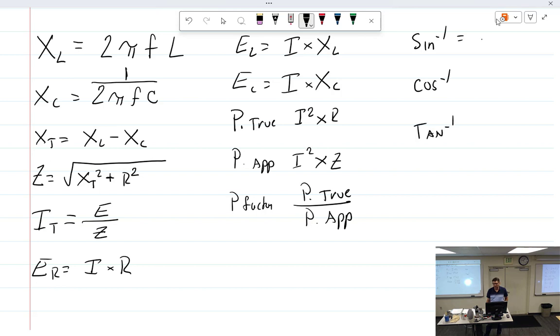Sine minus 1 is? I thought he was gonna leave it as sine minus 1. You weren't specific. Adjacent over hypotenuse. Opposite.